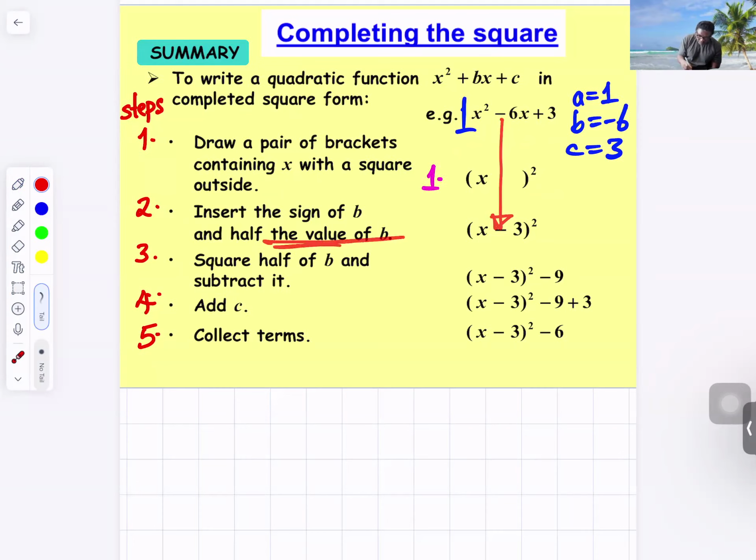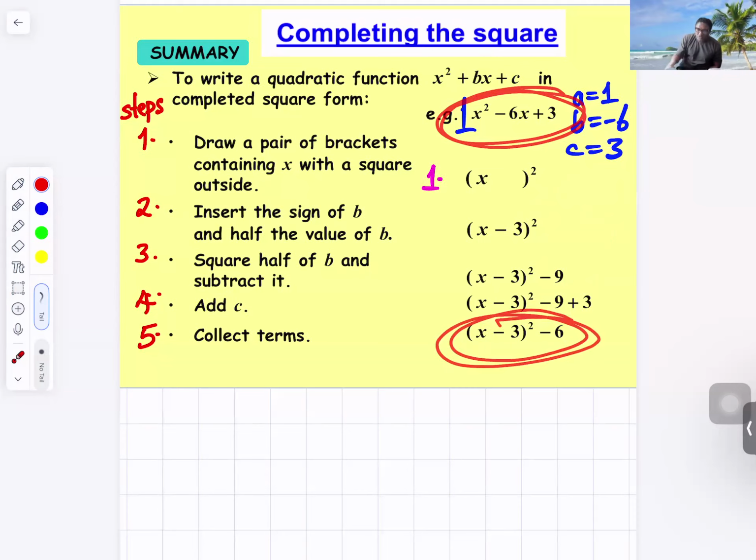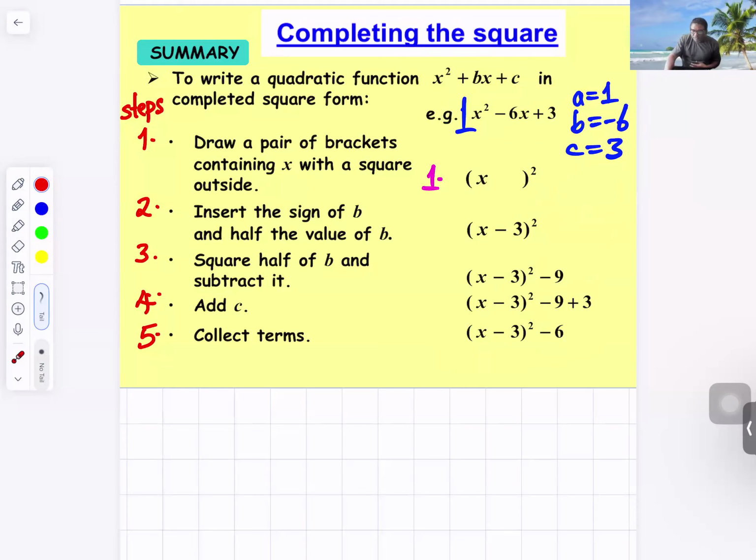And half the value of B. B is -6, half of 6 is 3. Step number 3, square half of B and subtract it. You square the 3, it becomes 9. And you subtract it, so you go -9. And then you add C, C is 3, so you add 3. So -9 plus 3, collect like terms, it gives you -6 there. So that's where we start at the top, and that's where we end. So we're going to use these 5 steps to complete the square for question.